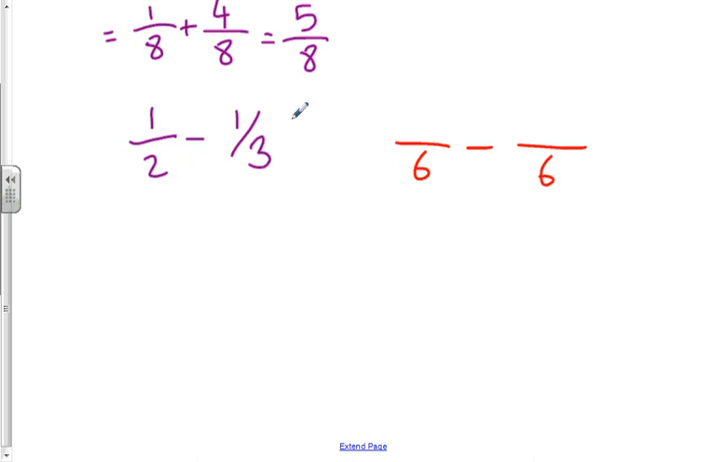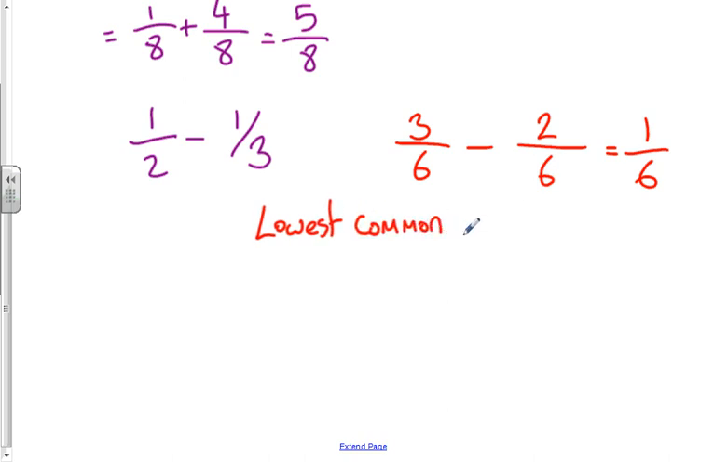Well, I times it by 3, so I'm going to have 3/6 minus 2/6. So 3/6 minus 2/6 is 1/6. So a half minus a third is a sixth. And that's using our lowest common multiple, or the LCM.